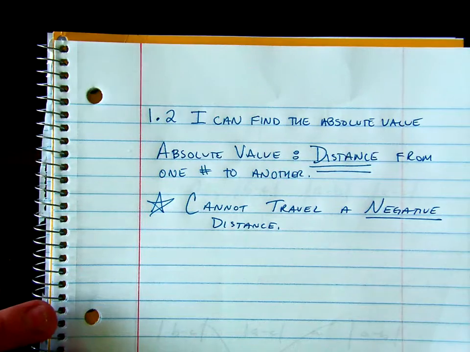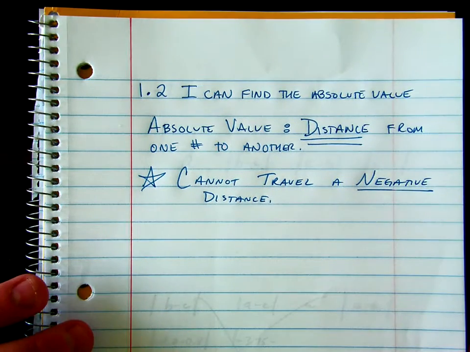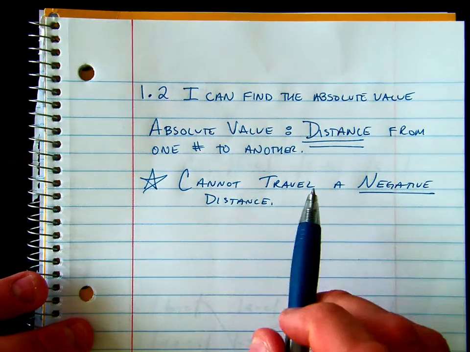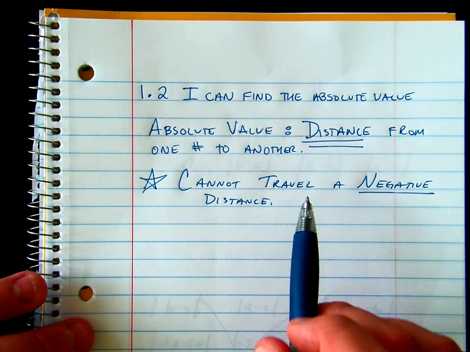It is impossible. Even if you walk backwards 5 feet, you're walking backwards in a positive direction. You're just walking backwards. Or if you walk sideways, that's not like a plus and a minus. You're just walking sideways. So please remember that. You cannot travel a negative distance. It's impossible to do.